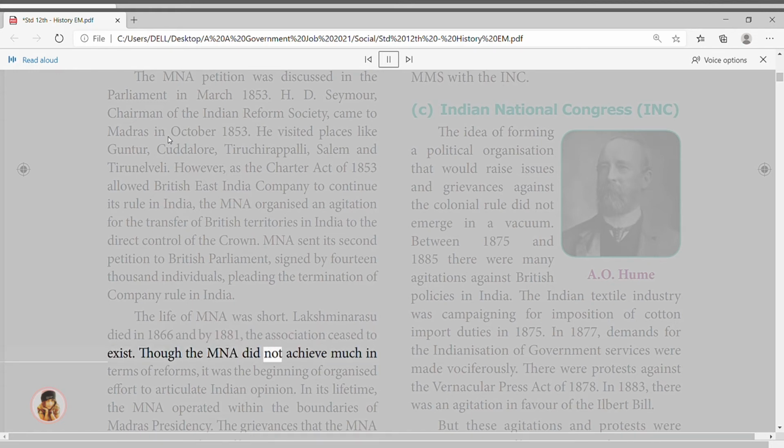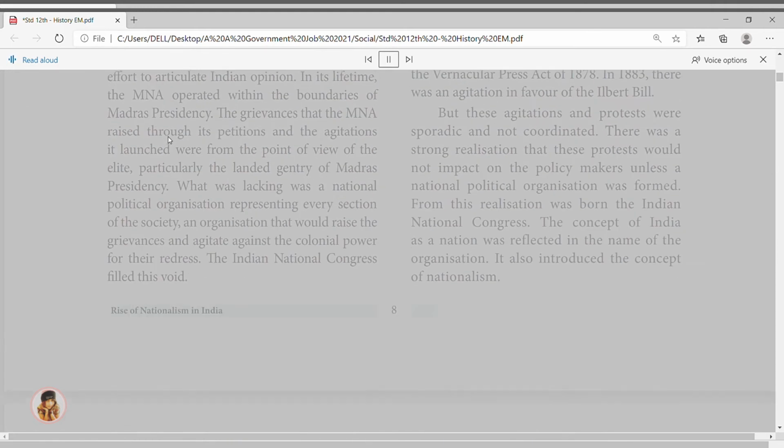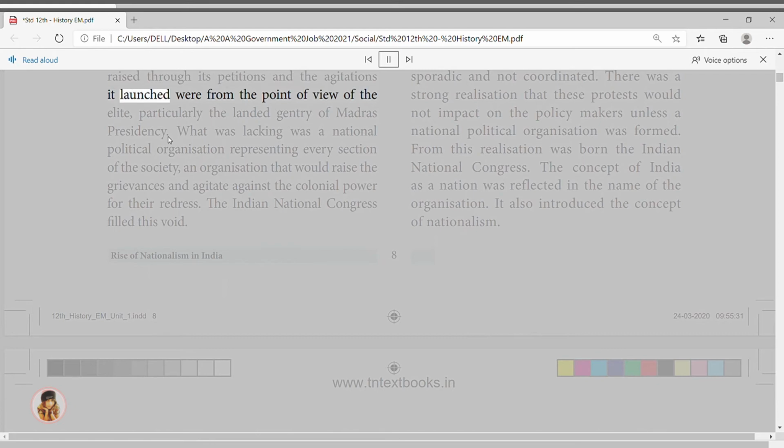Though the MNA did not achieve much in terms of reforms, it was the beginning of organized effort to articulate Indian opinion. In its lifetime, the MNA operated within the boundaries of Madras Presidency. The grievances that the MNA raised through its petitions and the agitations it launched were from the point of view of the elite, particularly the landed gentry of Madras Presidency. What was lacking was a national political organization representing every section of the society, an organization that would raise the grievances and agitate against the colonial power for their redress. The Indian National Congress filled this void.